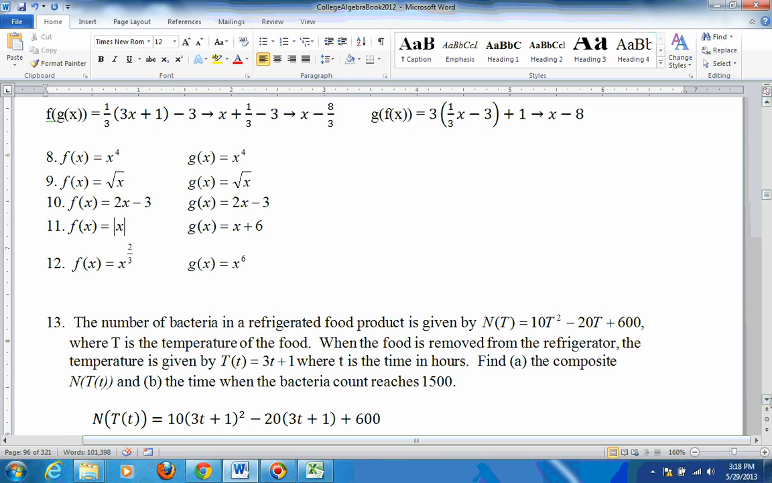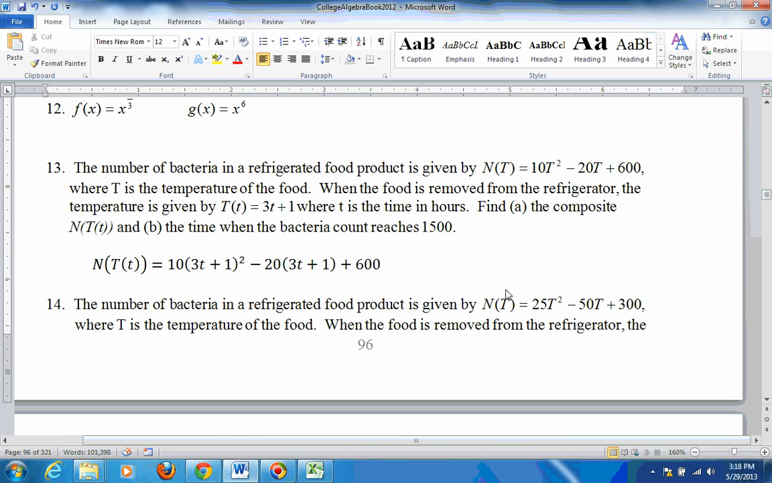On 13, it says the number of bacteria is given by this function right here. And then where capital T is the temperature, N is the number of bacteria. And then when the food is removed, the temperature, capital T, is given by this function. Capital T of little t equals 3t plus 1. Little t is the time in hours. It says find the composite function.